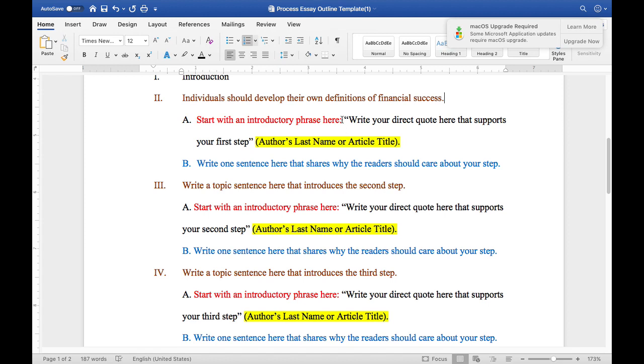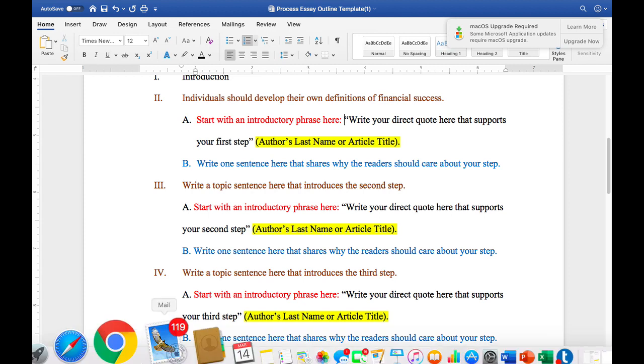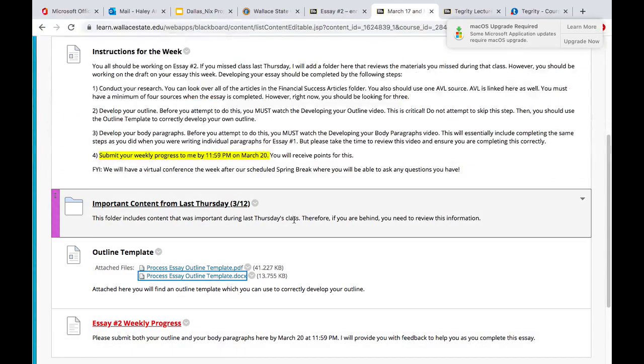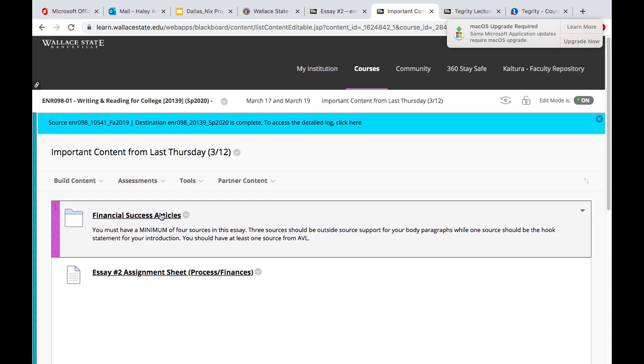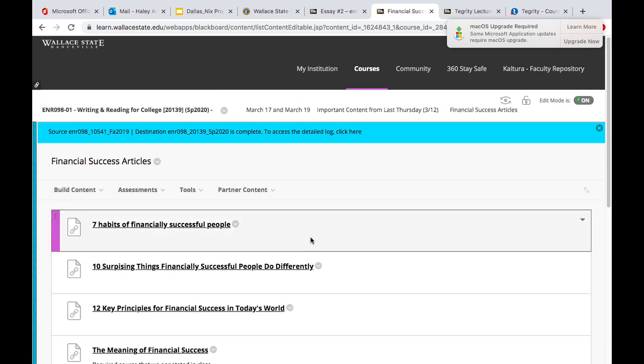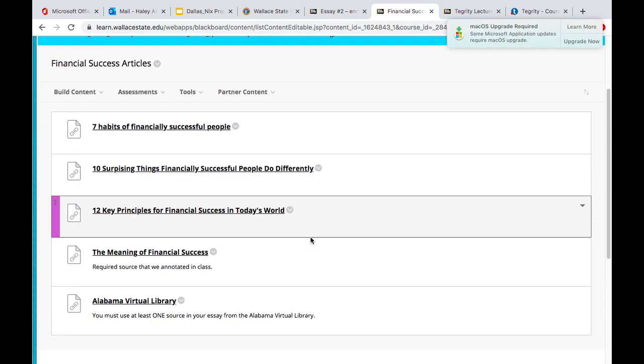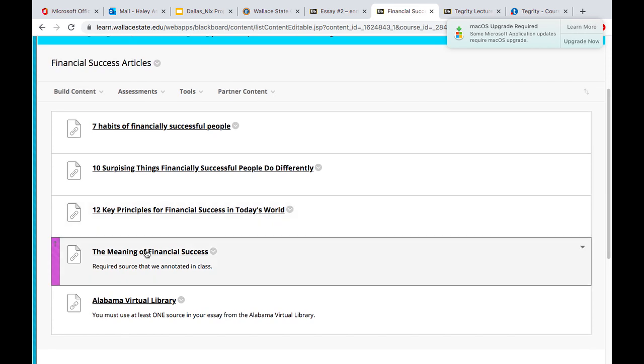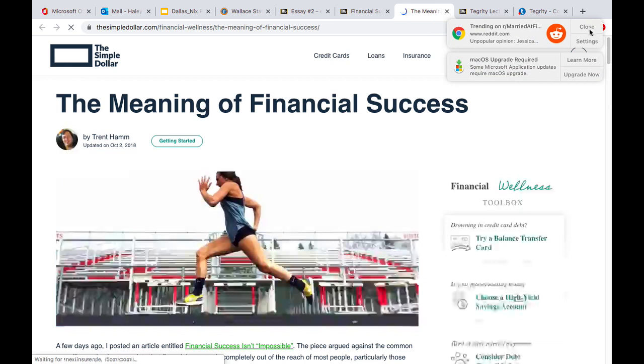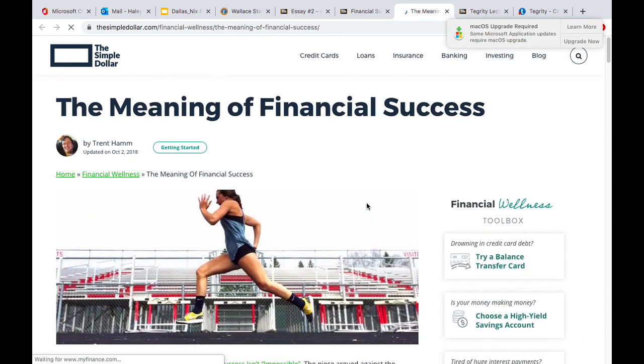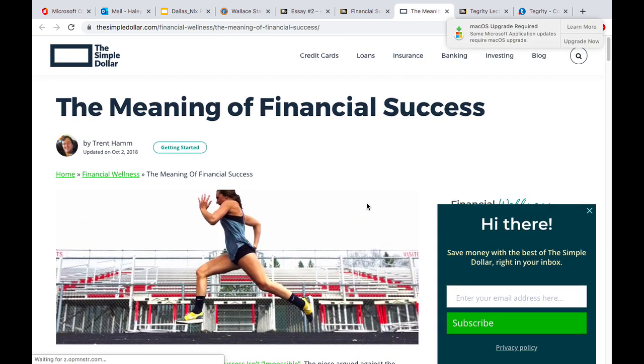Here, remember, if you have a complete sentence in this red section, you put a colon at the end. If it's only a phrase, then you put a comma. So just remember that as far as punctuation is concerned. Now I'm going to go back and look at the article that we read in class the other day in the Financial Success Articles folder. You can find your sources there. You can do additional research as well to find relevant sources. This is the one we read the other day: The Meaning of Financial Success by Trent Ham.